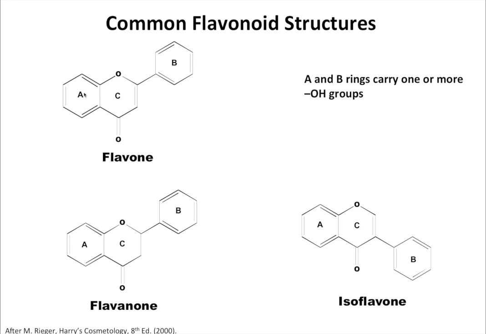And essentially, these A and B rings, it's not shown here, but these actually have multiple hydroxyl groups coming off of these rings. And these hydroxyl groups are able to donate the hydrogen atom, and that's what gives these molecules their antioxidant property.